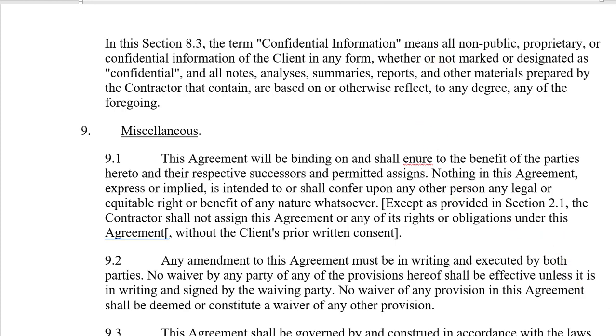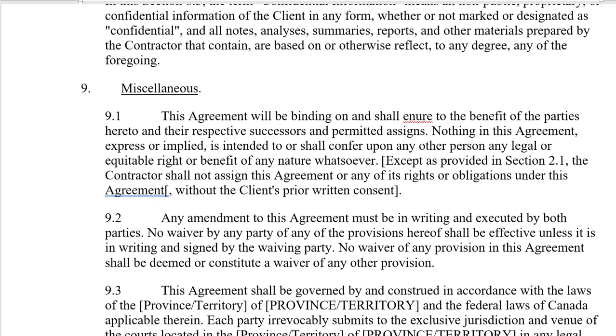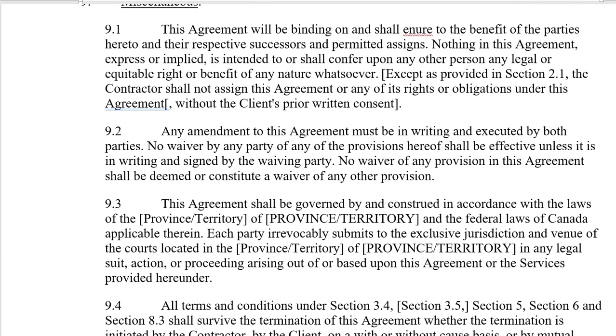Then you have in clause 9 some miscellaneous clauses: that the agreement is binding to the benefit of both parties, as well as the governing law. So here, let's say you're in Ontario, you'd write Province of Ontario, for example, and so this is where any dispute would be litigated.